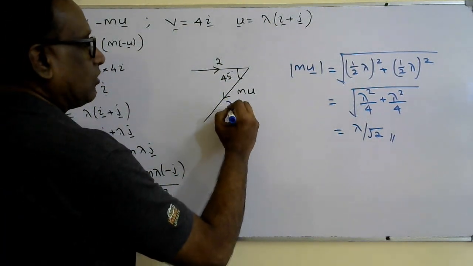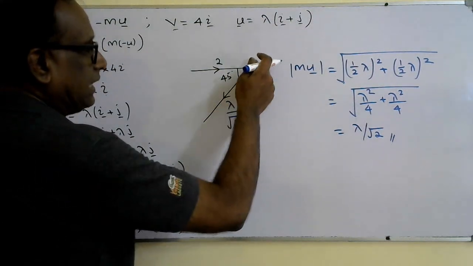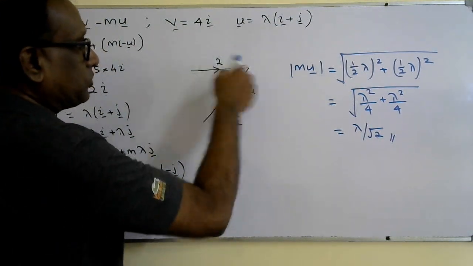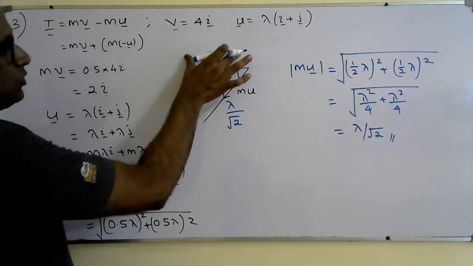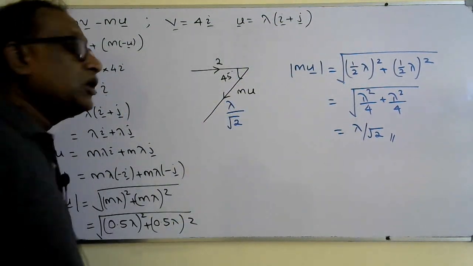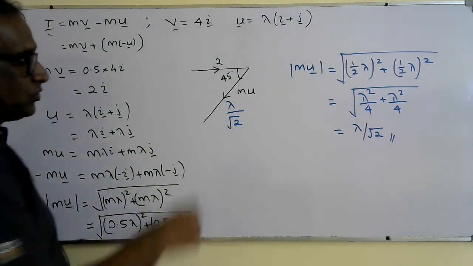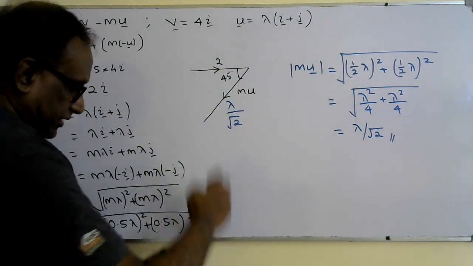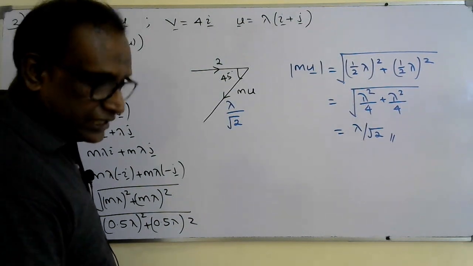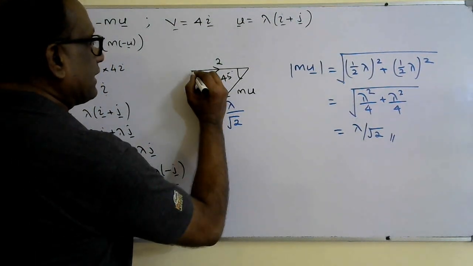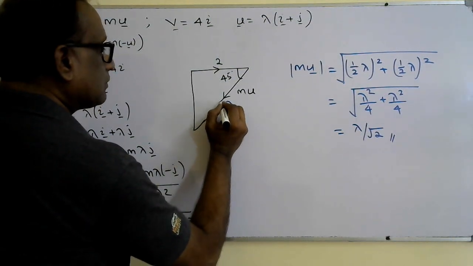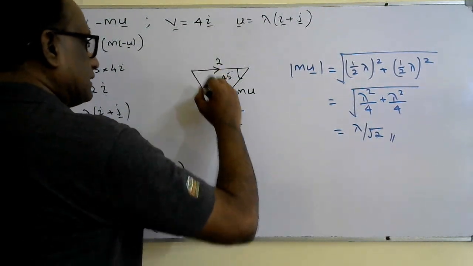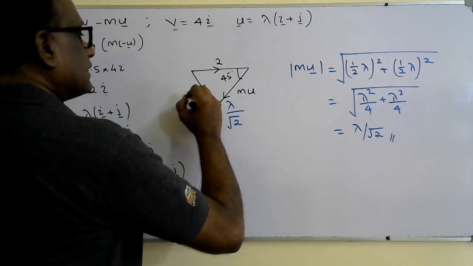So now this is lambda over root 2. That's the length of this line, the magnitude of vector mu. The magnitude of vector mv is 2. The magnitude of mu is lambda over root 2. Now, according to the vector addition rule, this is the initial point of the first vector mv and this is the final point of the second vector. If I connect these two points, initial point and final point, we will get the resultant vector. This is the impulse vector.